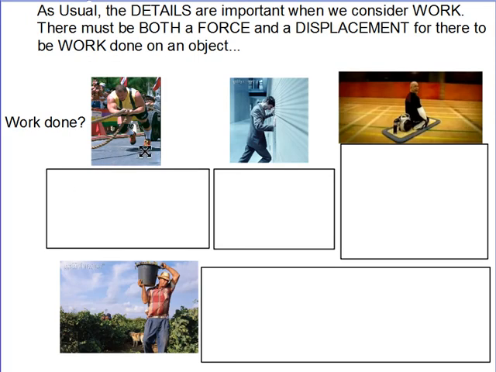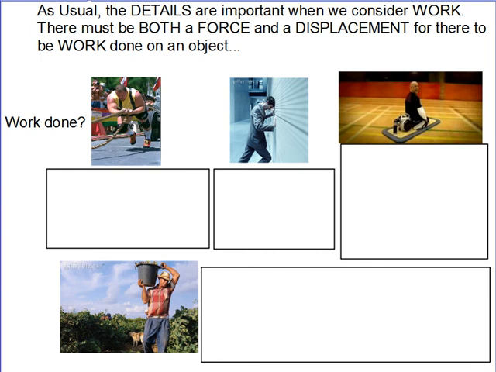Okay, as usual, the details become pretty important when we're considering work. There must be both a force and a displacement for there to be work done on an object. So is there work being done in these 3 situations? This is just a picture of a person, strongman competition, pulling a tractor trailer. There's a rope attached to his waist, and back here is a tractor trailer. And the objective here is for him to pull that trailer a certain distance, and whoever pulls that trailer the fastest, or with the least amount of time, is the winner.